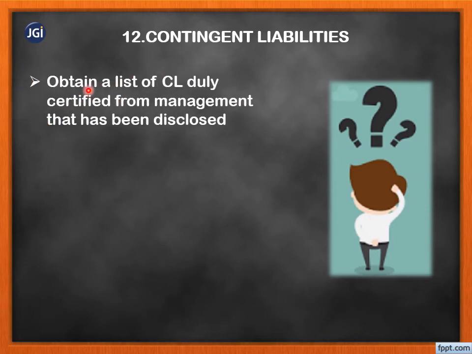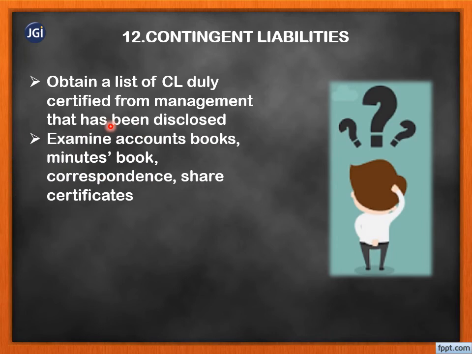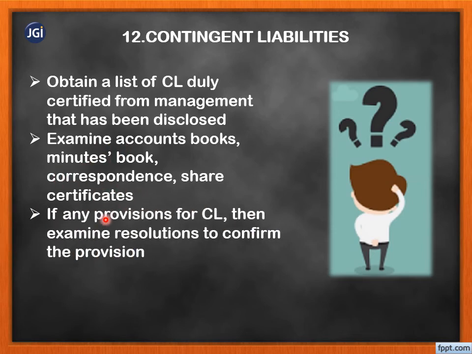An auditor should obtain a list of contingent liabilities, certified by the management, that has been disclosed in the financial statements. He should verify the existence of contingent liabilities by examining the account books, minutes books, correspondence and share certificates. If there is a provision for contingent liability, the auditor should examine the minutes book or resolutions to confirm the provisions.